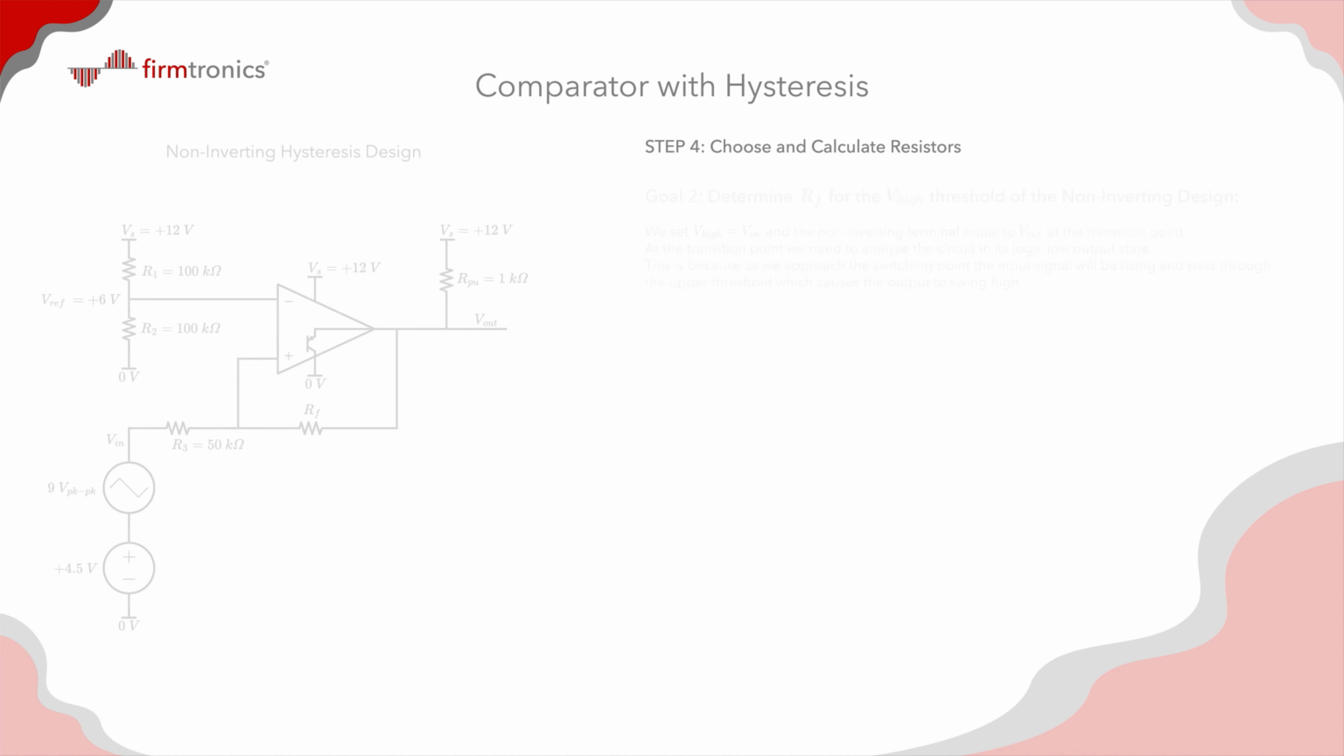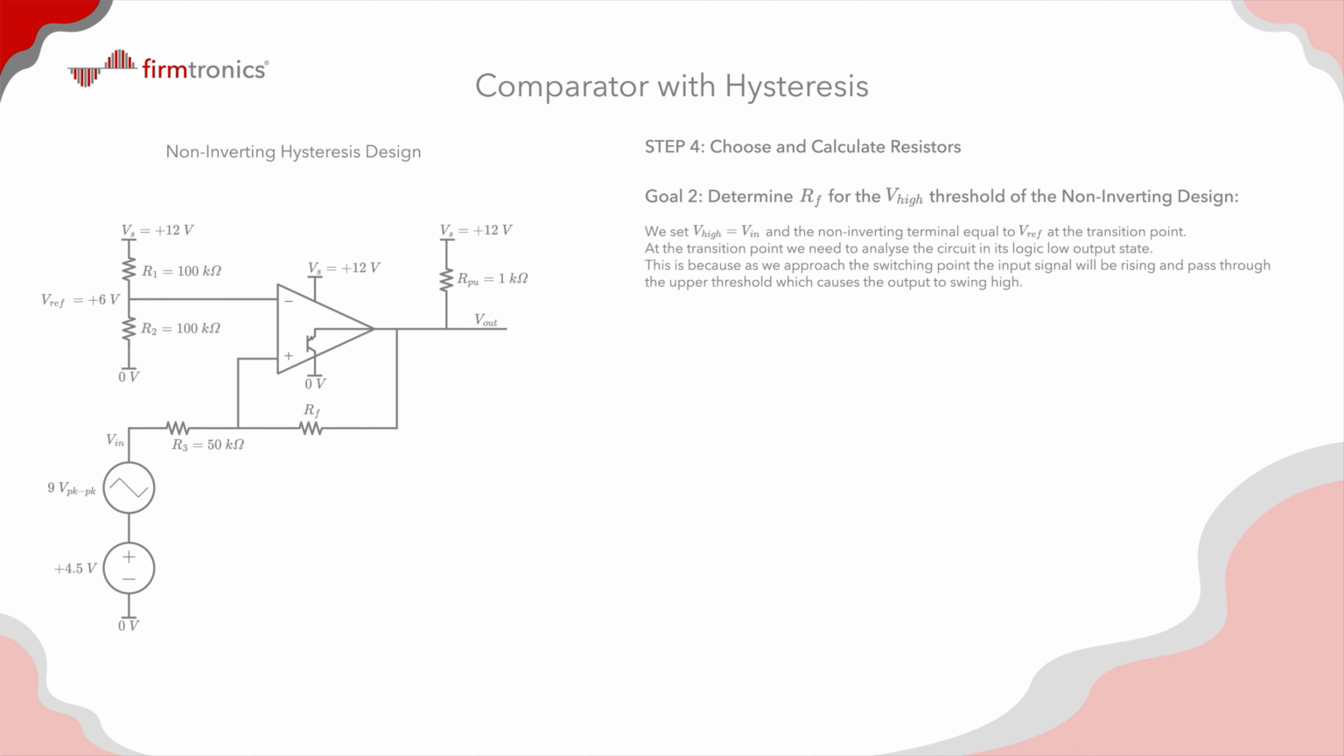So for our second goal, we want to determine R sub F for the V sub high threshold of the non-inverting design. It should be noted that we want the value of the feedback resistor, R sub F, to come out very close to the previous value, as the purpose of this calculation is to double check our work. Also, if we want to keep a simple circuit design, we obviously want to implement the same value of feedback resistor that works for both output states.